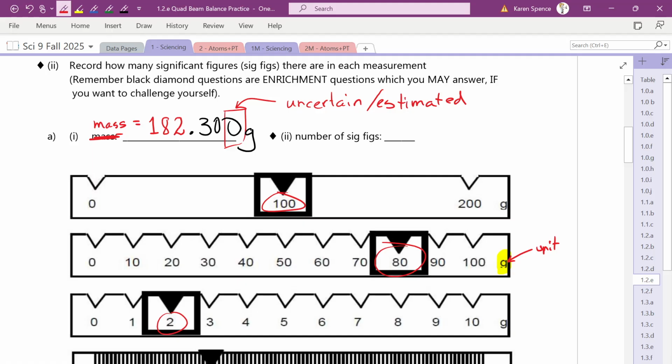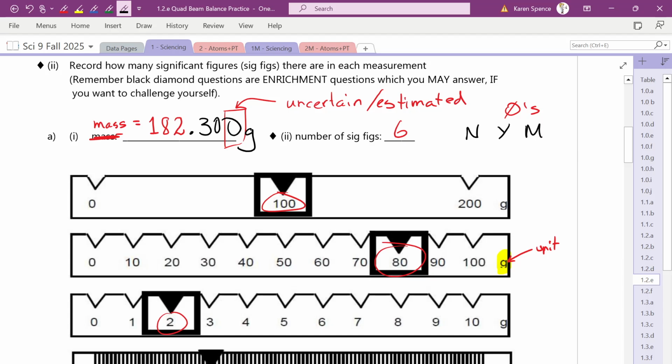How many sig figs are in that number? There are 6. 1, 2, 3, 4, 5, 6. Remember zeros? Do you remember the little trick I taught you to remember? No. Yes. Maybe. NYM, NIM.